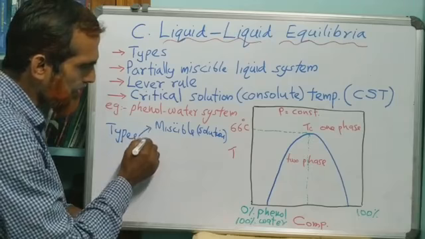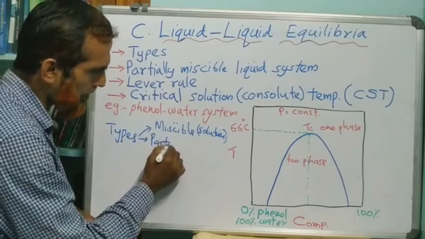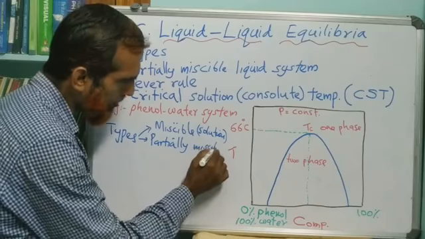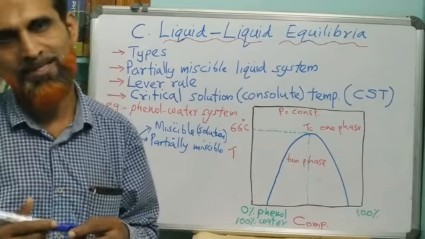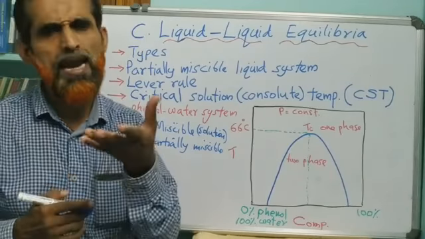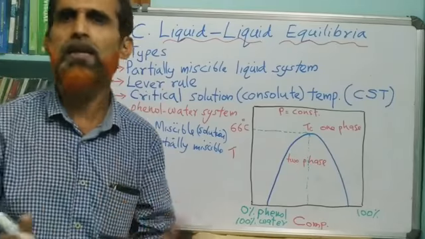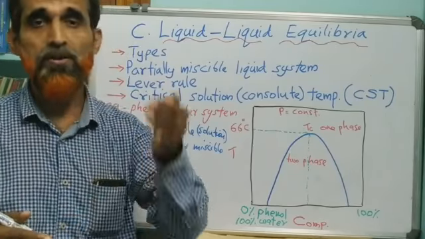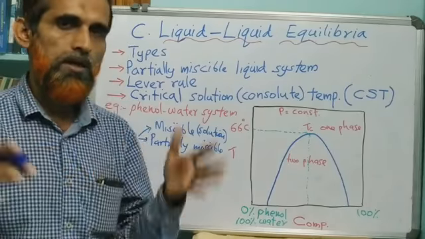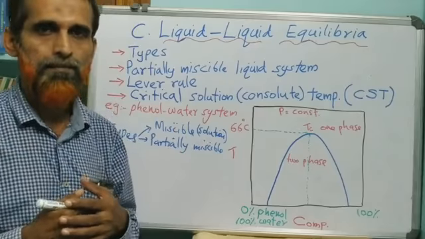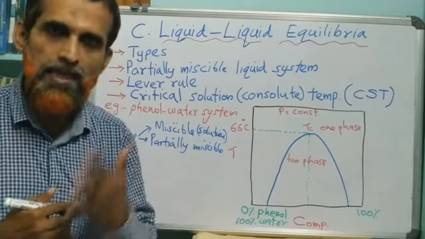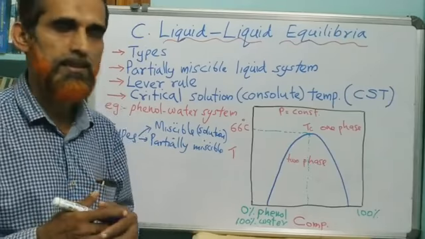The second type is partially miscible. Two liquids can be partially miscible. That means they are not completely soluble in all proportions. An example is the water phenol system. If you add a little amount of phenol to water, it completely dissolves. But if you add more phenol, then solubility will decrease or it will become insoluble. That is partially miscible: the water phenol system, water aniline system, hexane nitrobenzene, etc.